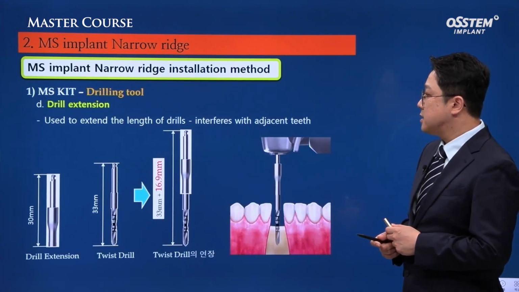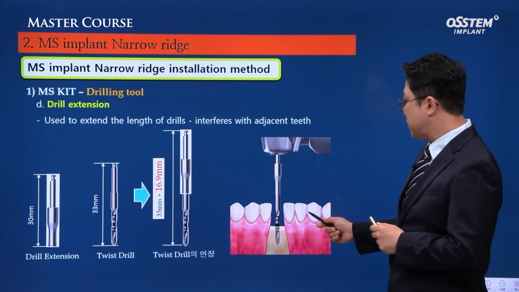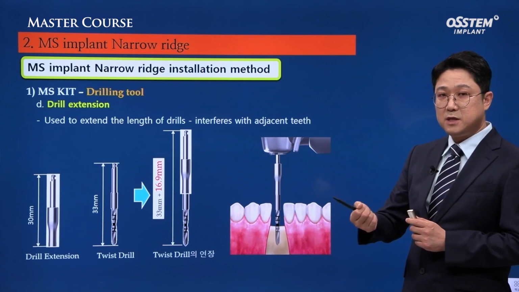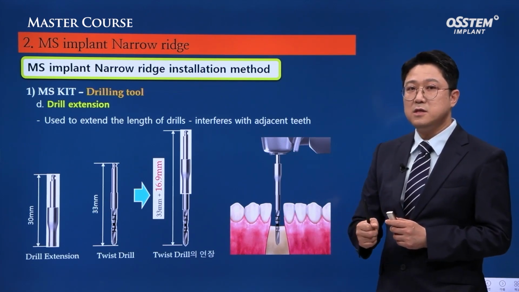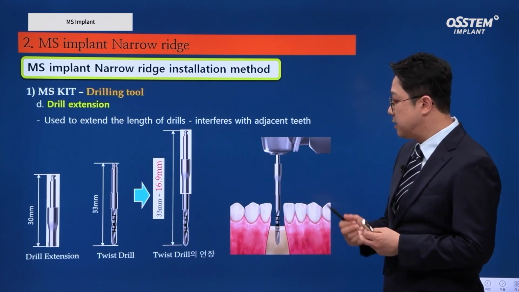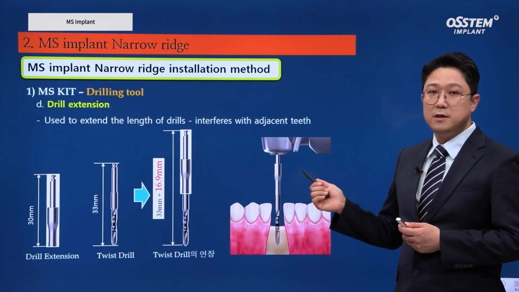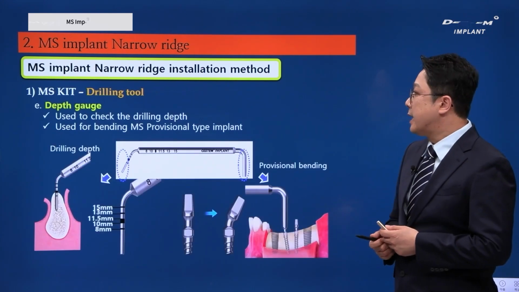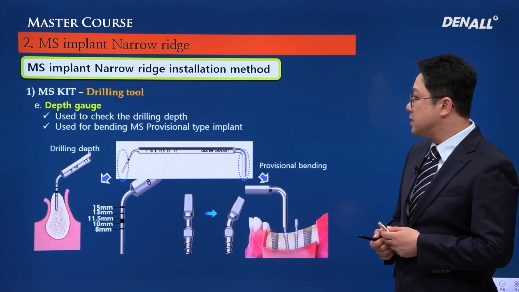Also, there's a drill extension as mentioned. If there is interference from the adjacent teeth, at times, there can be deviation in drill path and direction. In this case, if you use drill extension, the drill becomes elongated, and in checking the direction, it becomes more favorable.